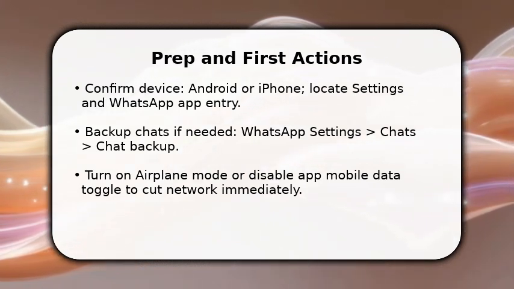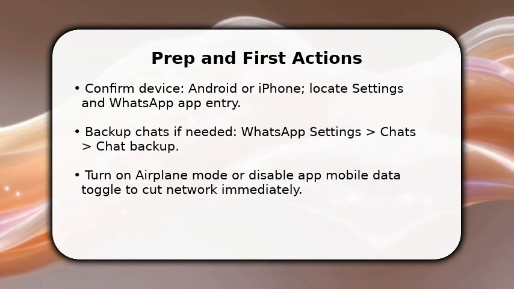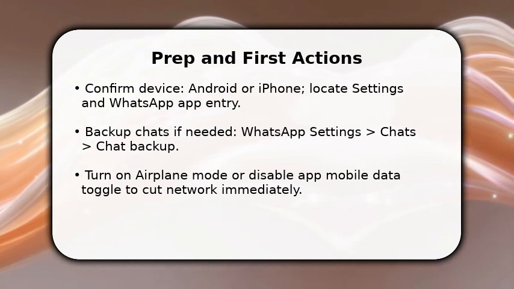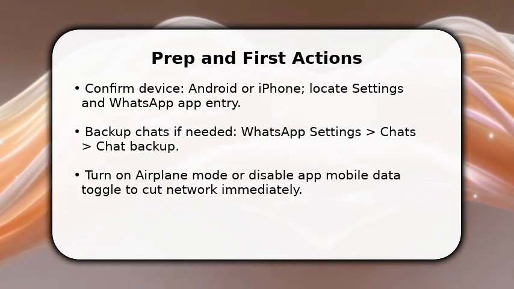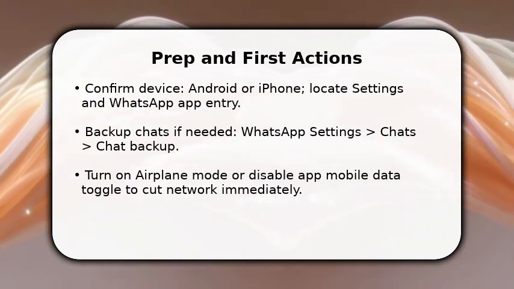Once done, flip the network toggles off or enable airplane mode to stop WhatsApp using the internet instantly. This halts both background and foreground traffic. Make sure you understand this disconnects all online features until you re-enable connectivity.